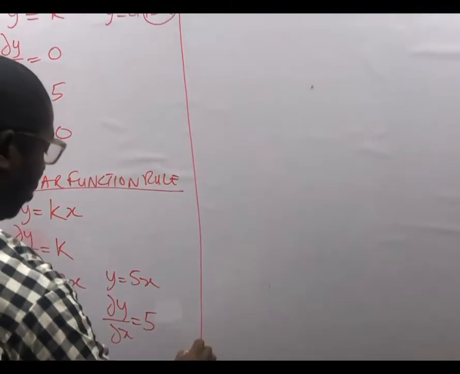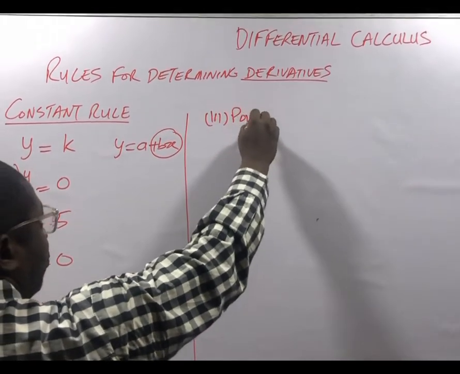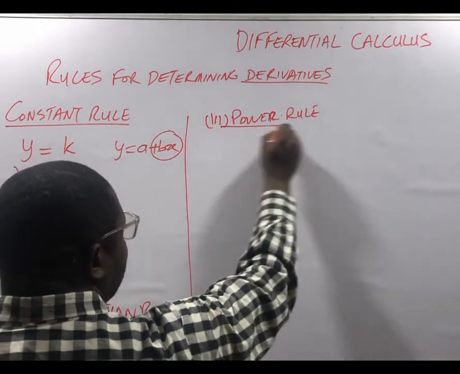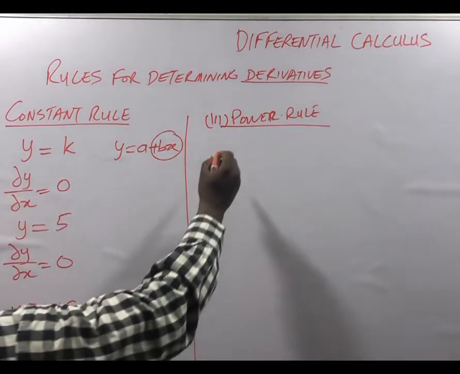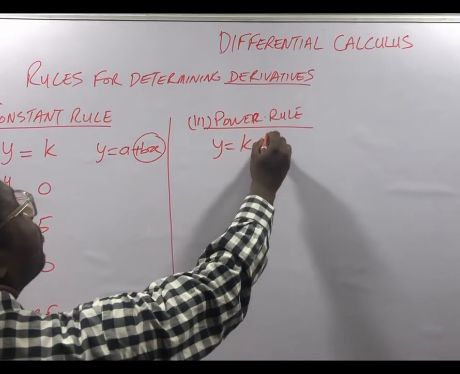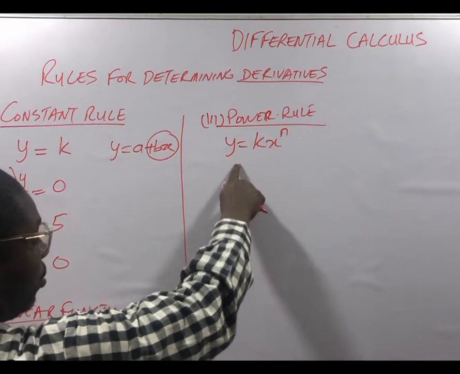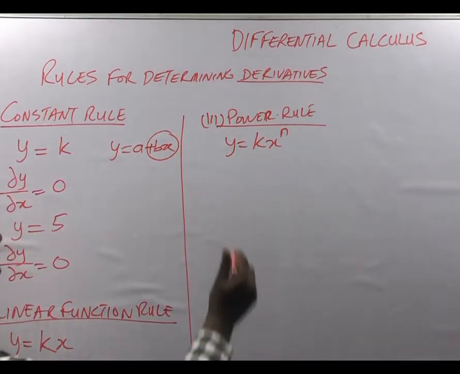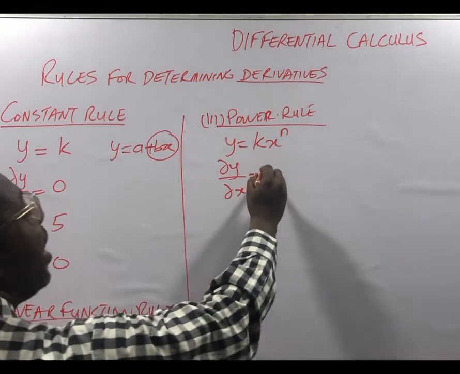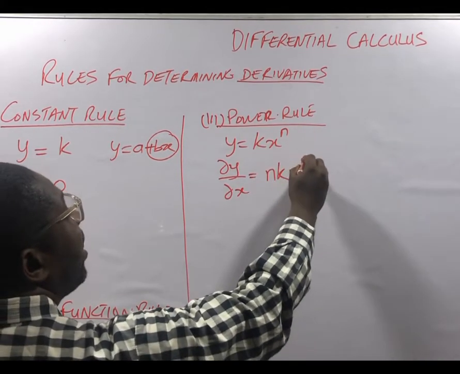The third rule we're going to look at, number 3, is the power rule. The power rule says that where you have a function such as y is equal to kx raised to power n, dy dx will be n times k, then x raised to power n minus 1.